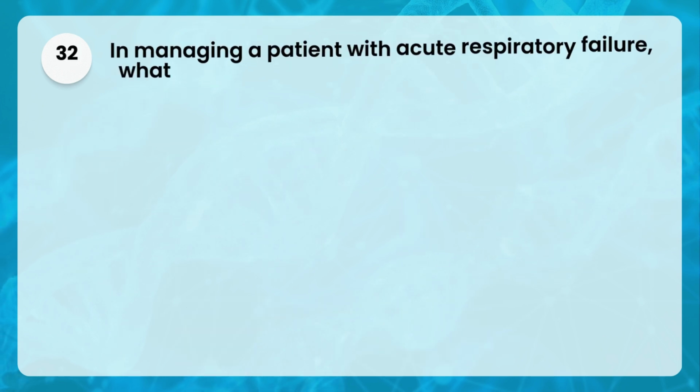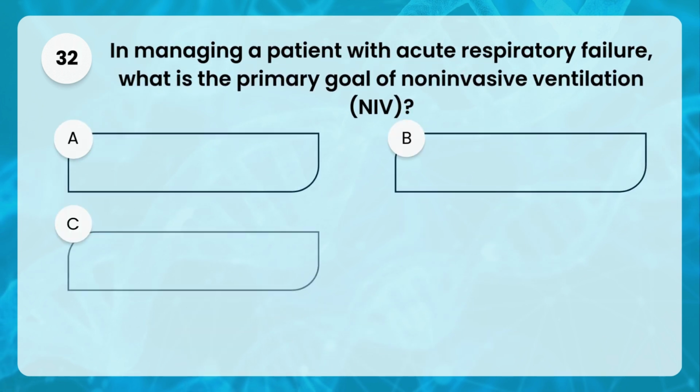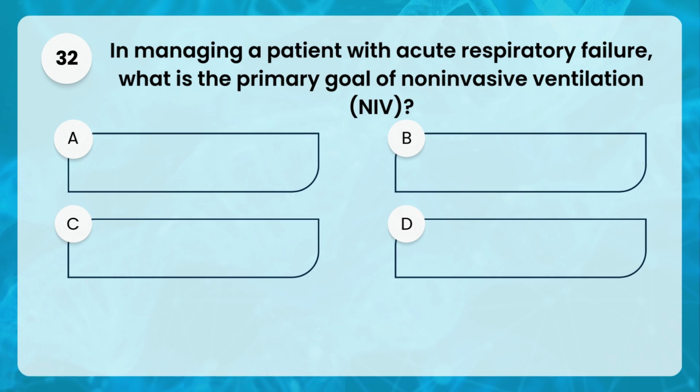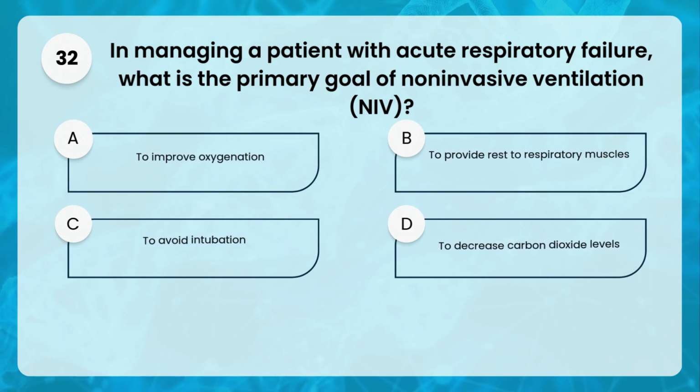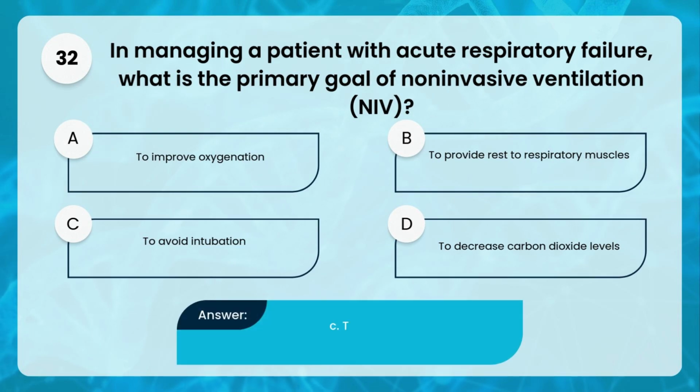Number 32. In managing a patient with acute respiratory failure, what is the primary goal of non-invasive ventilation, NIV? A. To improve oxygenation. B. To provide rest to respiratory muscles. C. To avoid intubation. Or D. to decrease carbon dioxide levels? The answer is C, to avoid intubation.